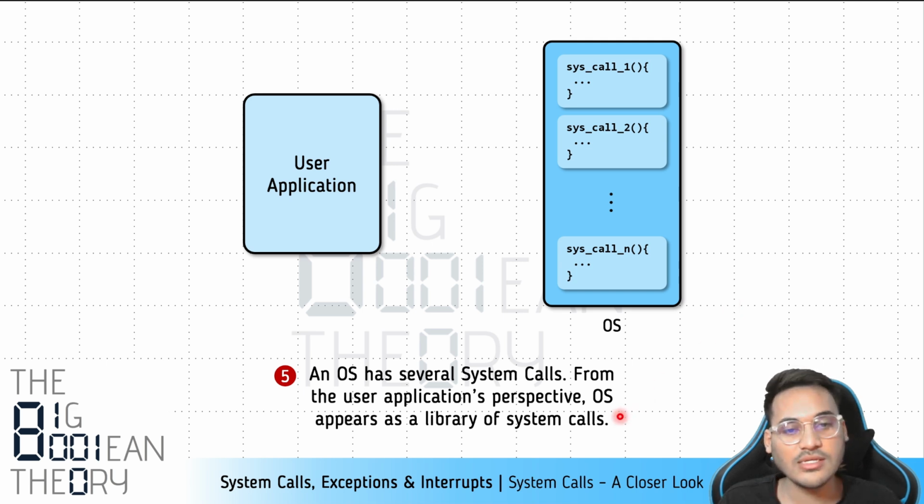You can see the operating system appears as a library of system calls. A library is just a collection. These are different pieces of code that have already been implemented inside the operating system, and each routine in this library performs some kind of operation which the user process requires. So this is how the system calls operate. This is the basic idea of a system call.